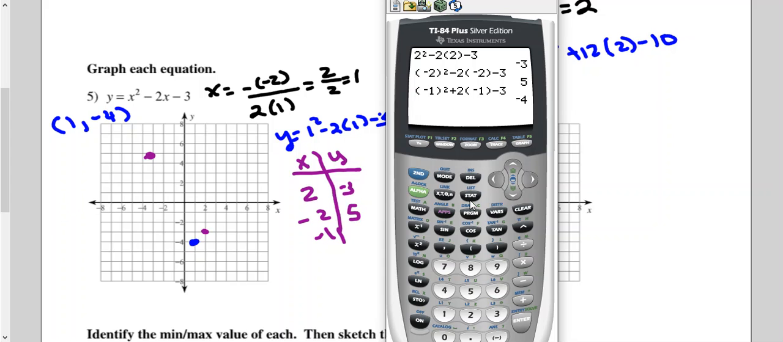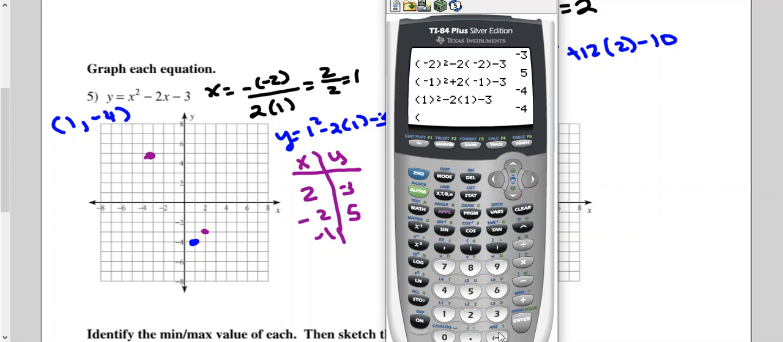Something is off a little bit. I think I did my vertex wrong. Let me plug in my vertex, which equals 1. So you would have 1 squared minus 2 times 1 minus 3, yeah, negative 4. So how did I get negative 4 here as well? Oh, I did plus. Okay, I see where it's from.